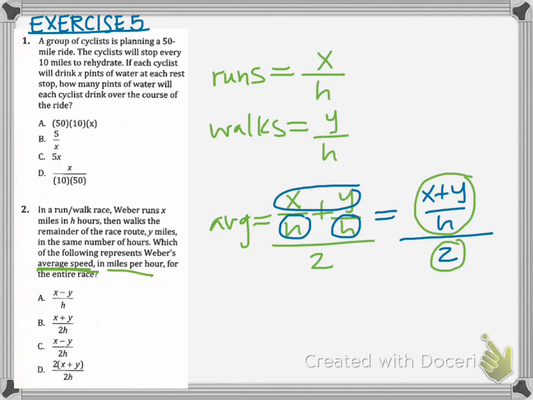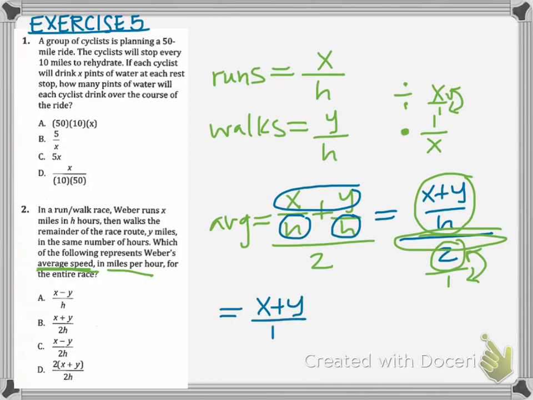I want you to remember that dividing by something is the same as multiplying by its reciprocal. Meaning if you flip it, you can multiply by its reciprocal. If 2 is the same as 2 over 1 and I flip it and make 1 over 2, then dividing by 2 over 1 is the same as multiplying by 1 over 2.